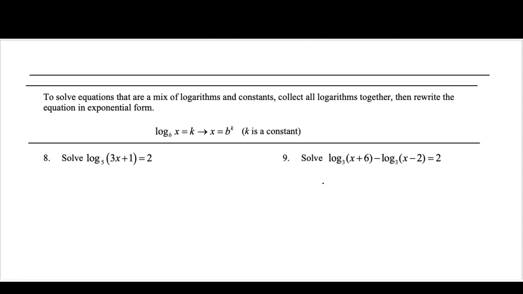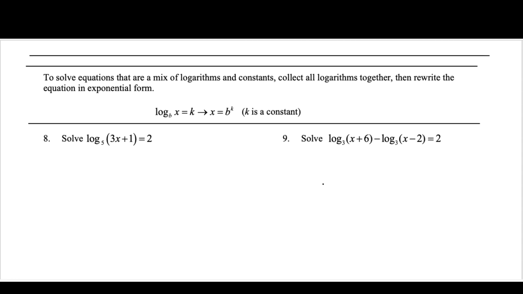And we're going to limit our discussion to equations that can be written in this form. Equations that are a mix of logarithms and constants, and all the logarithms are of the same base. When that's the case, then it will always be possible to collect all the logarithms together and write the equation such that you have a single logarithm on one side of the equation and a constant on the other side. It might take a little bit of work to rewrite it in that form, but once you do, then you can take the logarithmic equation and rewrite it in exponential form to solve for the variable. Okay.